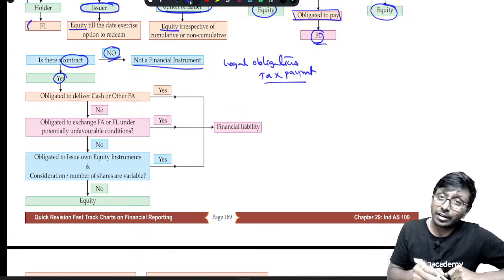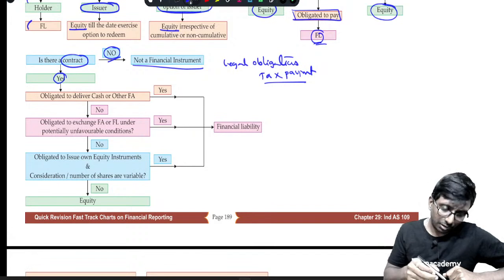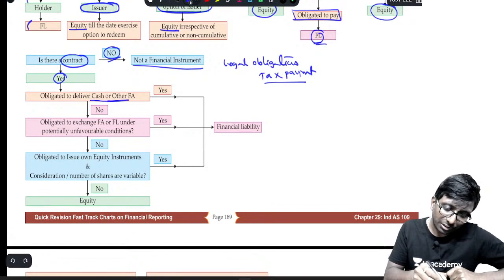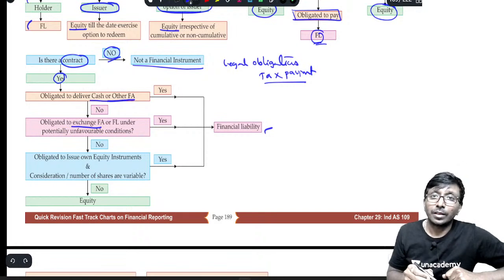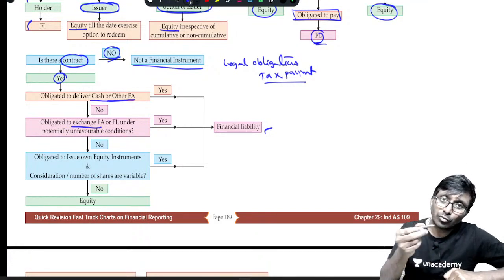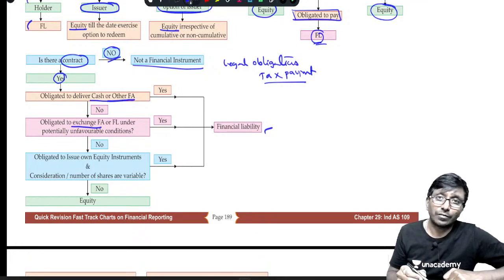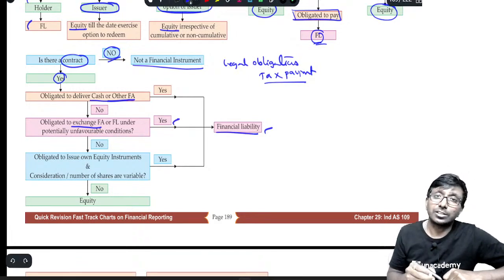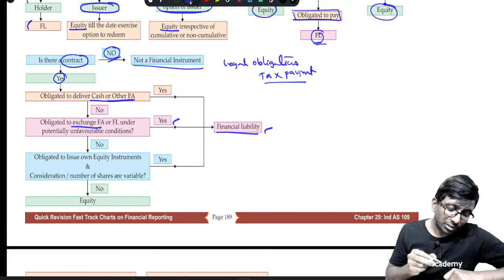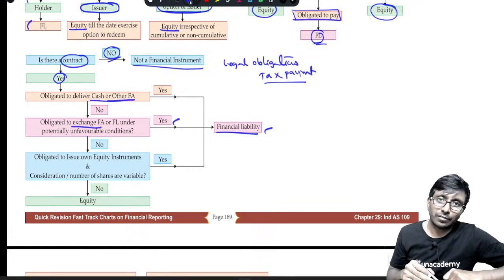Obliged to deliver. Is there a contract? Yes. Are you supposed to pay something? Yes, sir, we have to give either cash or another financial asset. Then it is a financial liability. No, sir, I don't have an obligation. So are you supposed to exchange anything? Yes, we have to exchange. Now we'll ask, is it potentially favorable or unfavorable to you? Sir, potentially unfavorable to me. Then it is a financial liability. Sir, it is not potentially unfavorable either.